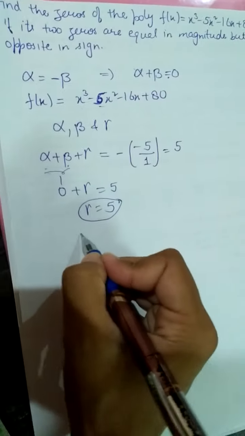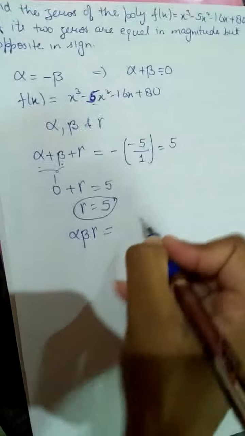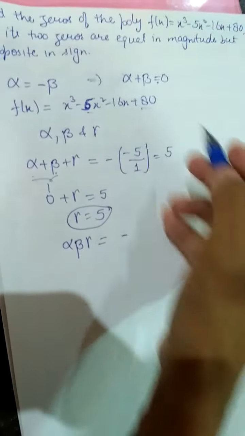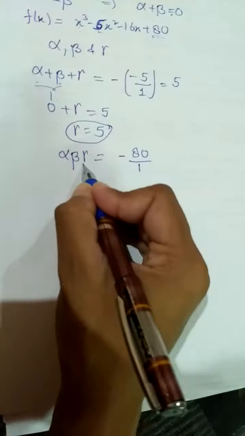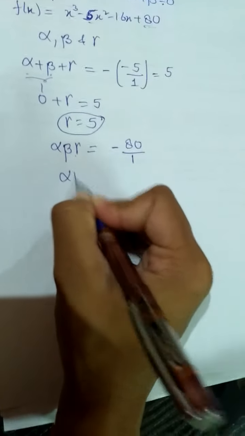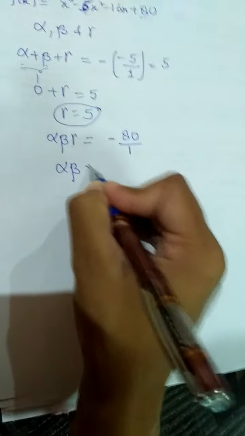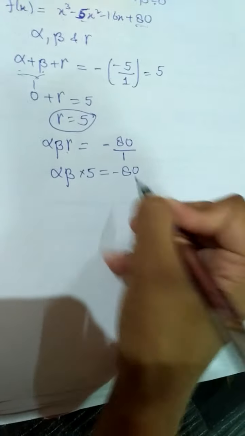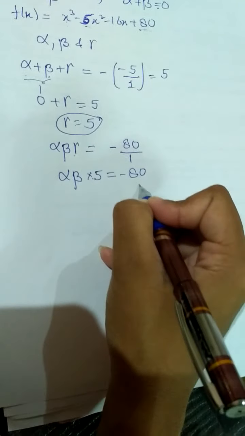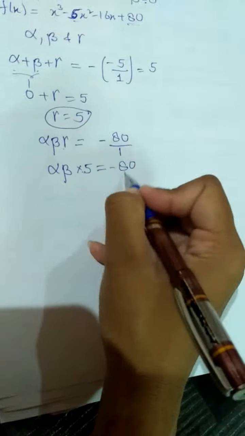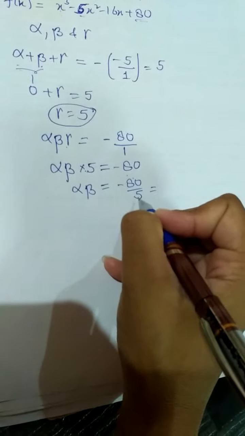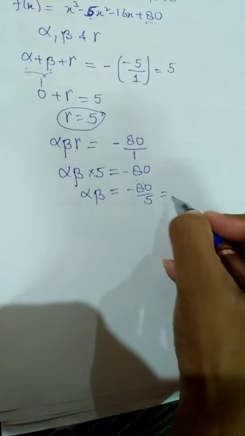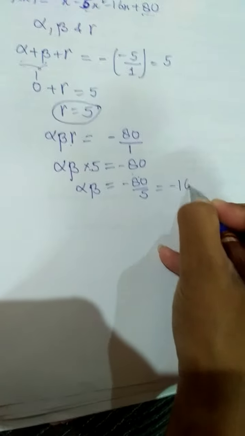Now the product of these zeros, alpha, beta and gamma, is minus of the constant term, which is 80, upon the coefficient of x cube, which is 1. Now gamma is 5, so I can write 5 in place of gamma: alpha beta into 5 is equal to minus 80. Now here it is multiplied, so when it goes to the other side it becomes divided, and 80 divided by 5 is minus 16.